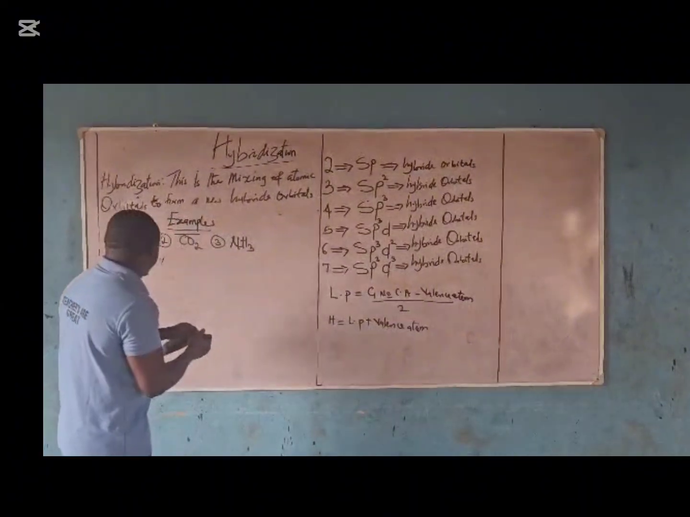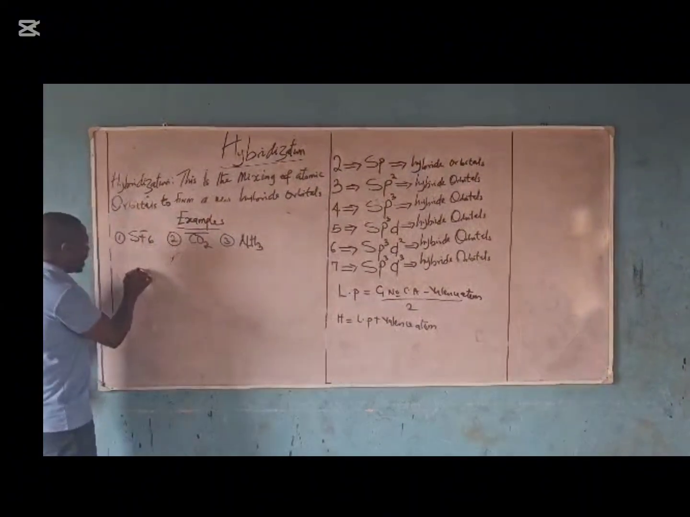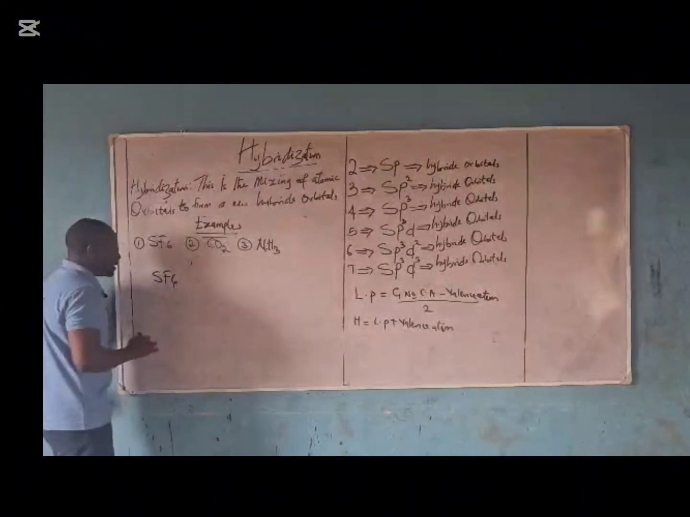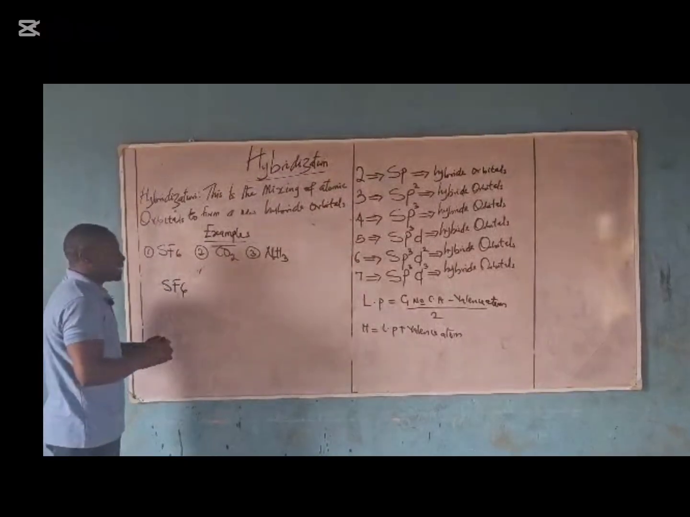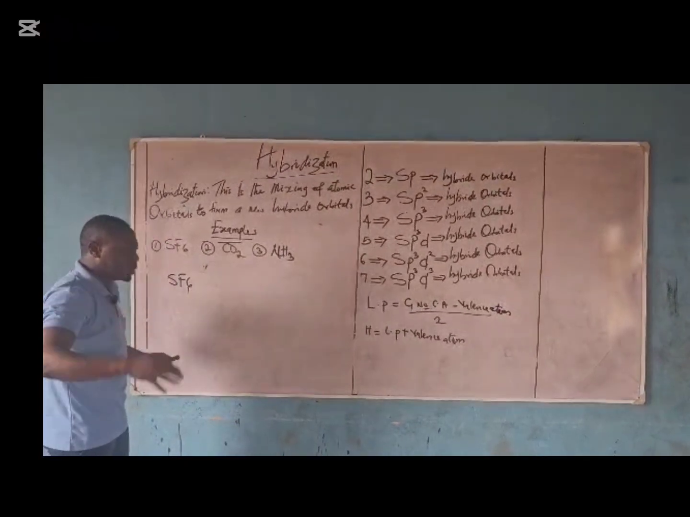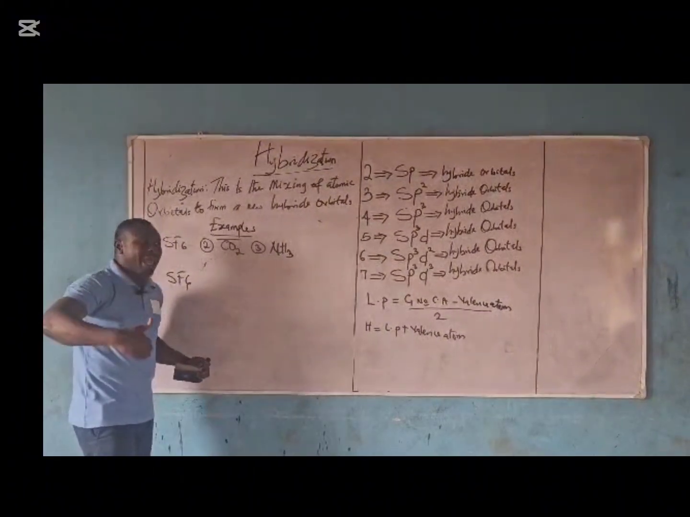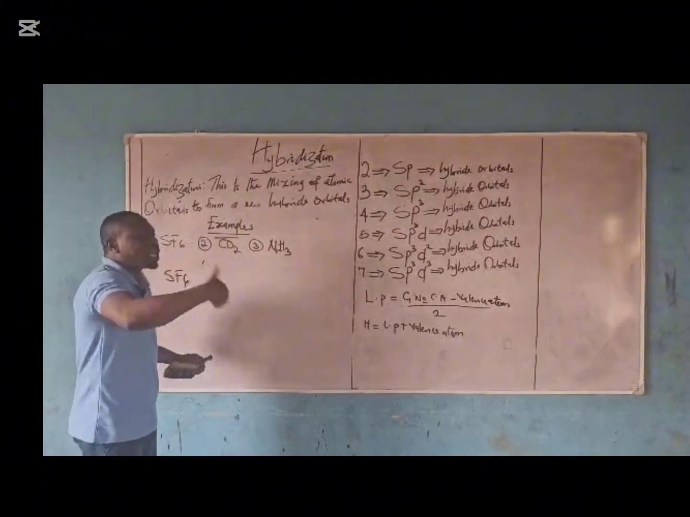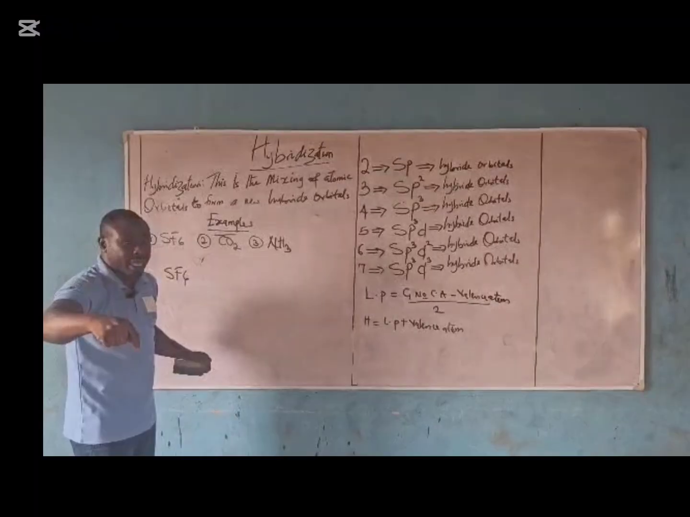Exactly. Now, in this case, let's do the first one. We have SF6. Now, what is a central atom? A central atom is an atom to which all other elements are connected. And how do you know a central atom? A central atom always starts a compound. Please, this must be noted. Is that clear?